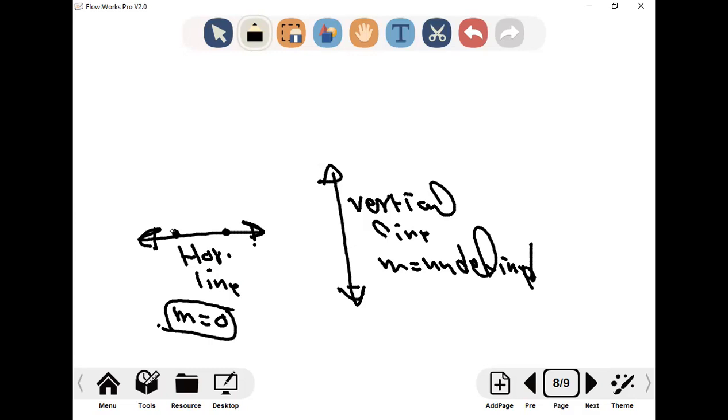Now, in the exams, if I bring you a horizontal line and I ask you to find the slope, no need to calculate.